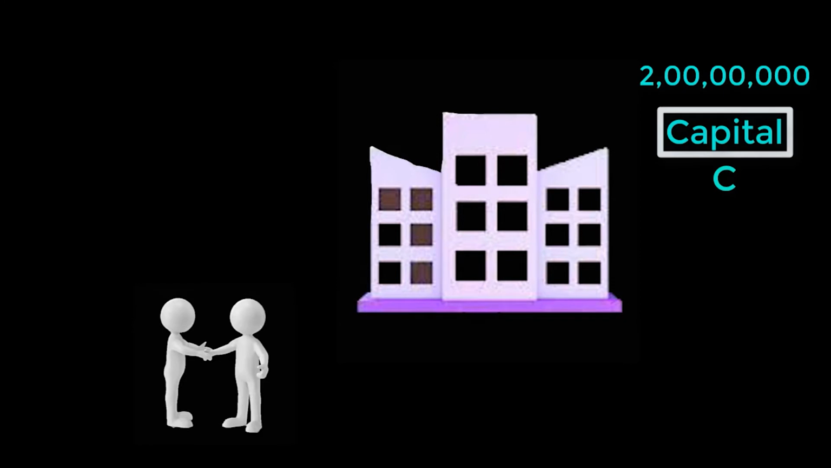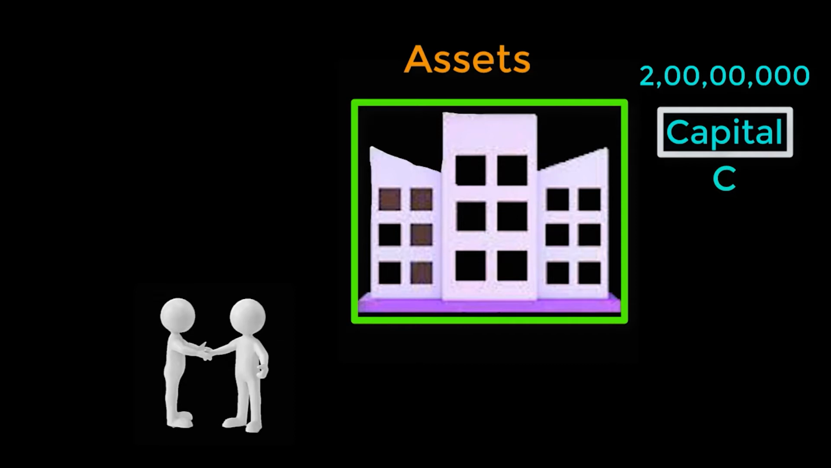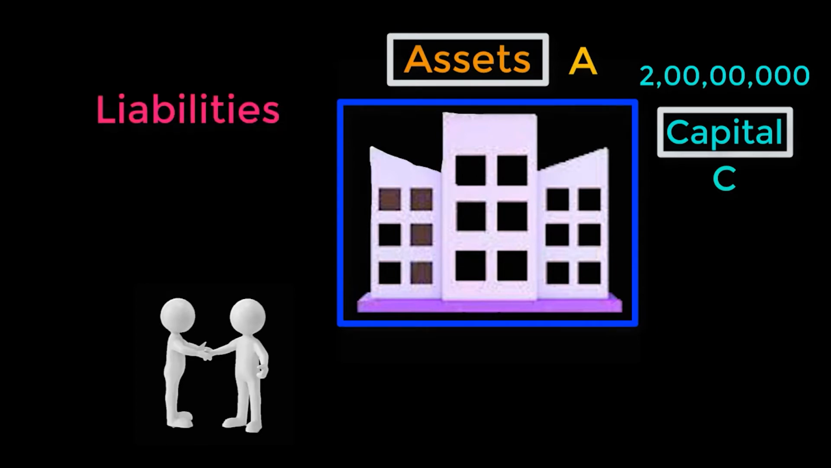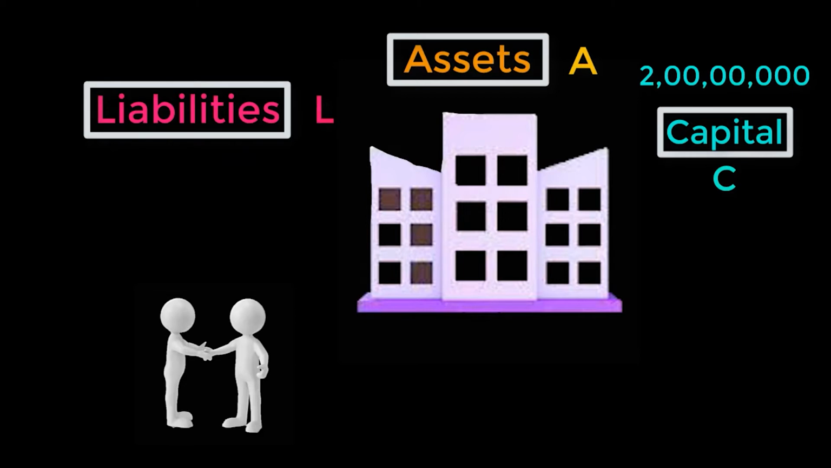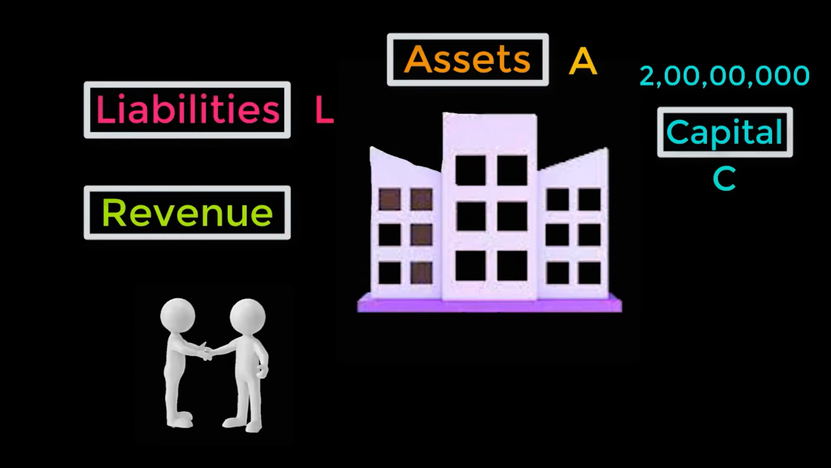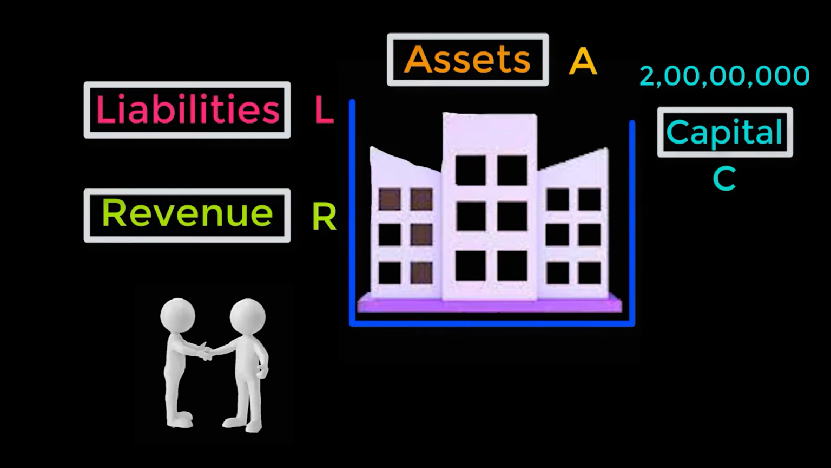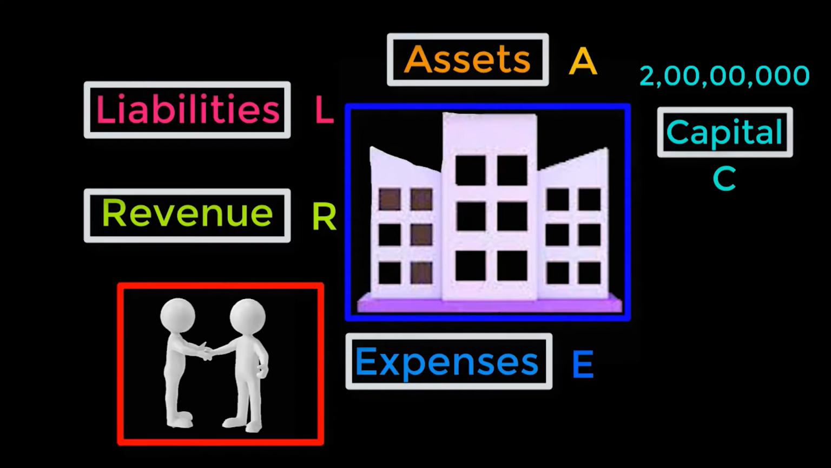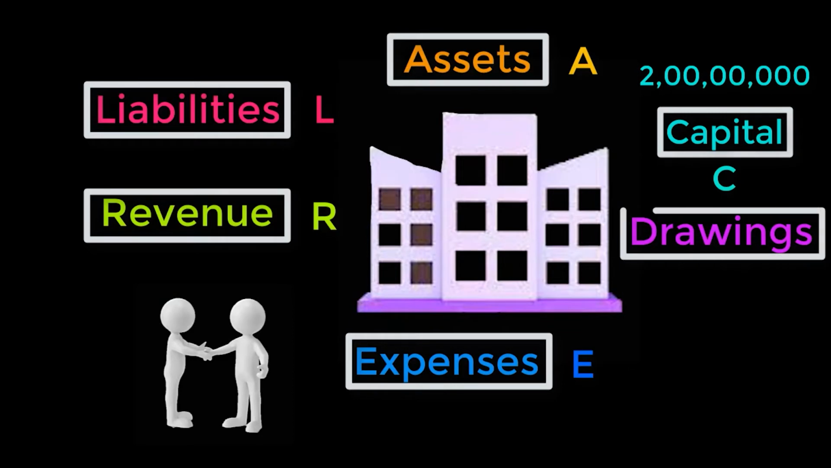That means what this company owns are its assets. We denote assets as A. What this company owes are its liabilities. We denote liabilities as L. What this company earns are its revenue. Revenue means the amounts that a business earns from selling goods or giving services to a customer. We denote revenue as R. What this company spends are its expenses. We denote expenses as E. What these owners draw from this company or from the bank in the name of this company are called drawings. We denote drawings as D.